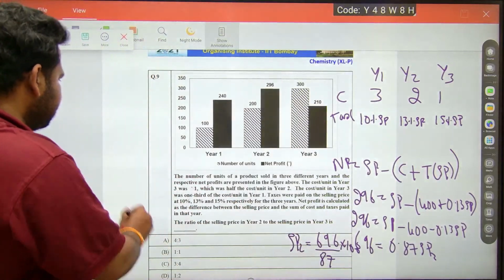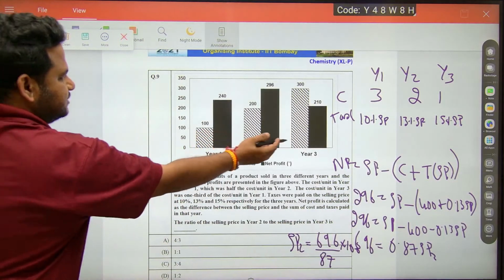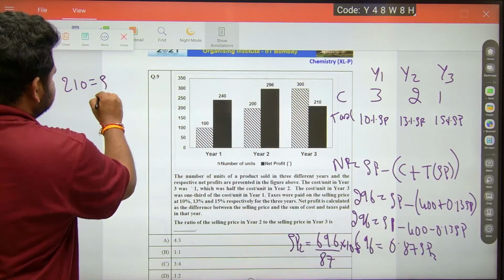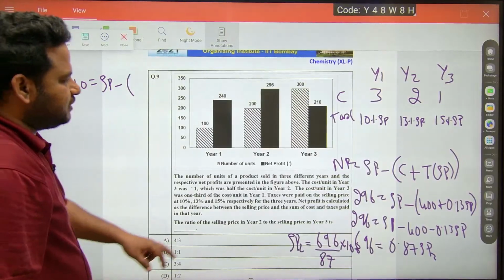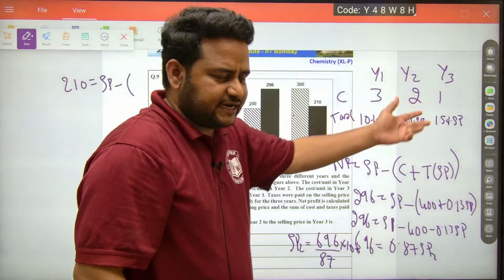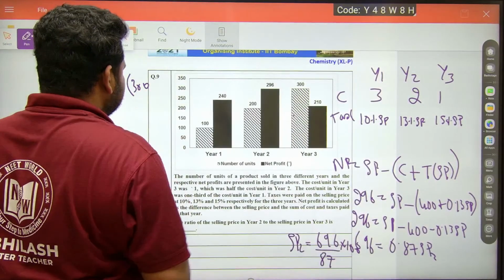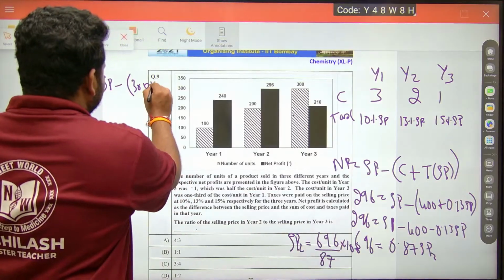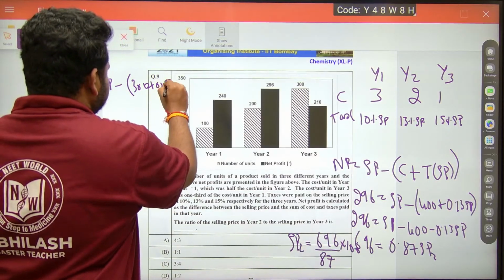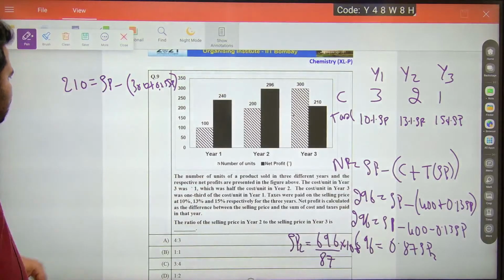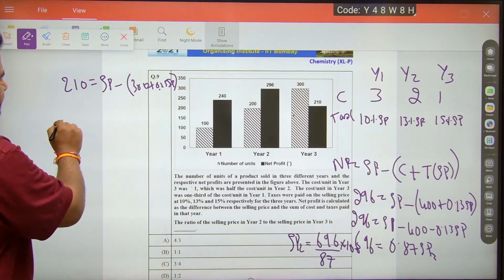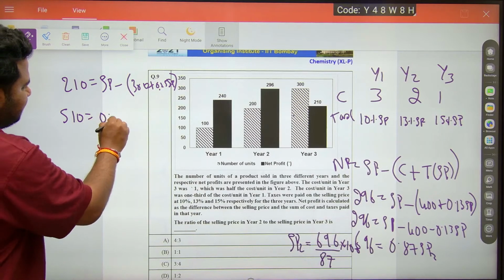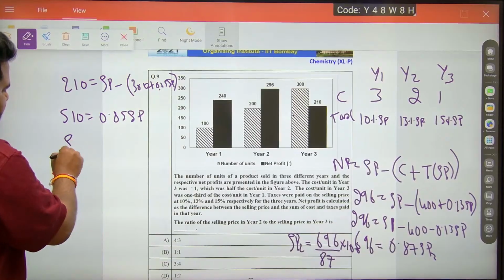87 into 100. Similarly, if I talk about SP3, net profit for year 3 is 210, equal to selling price minus cost. Cost is 300 into 1, which is 300 itself, plus tax on selling price, the 15% of SP, that is 0.15 times SP. Now 210, if I bring 300 this side, this will become 510. SP minus 0.15 SP means this is 0.85 times SP. Okay, so SP3 will become what?